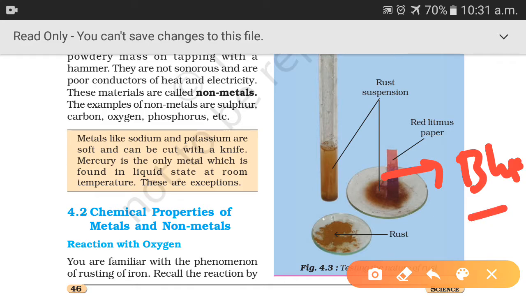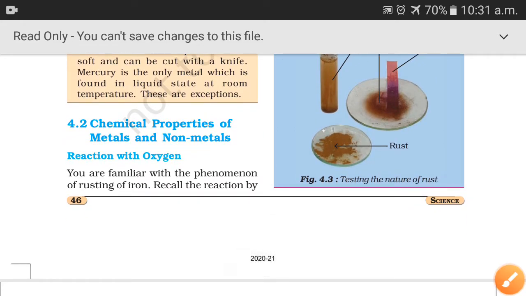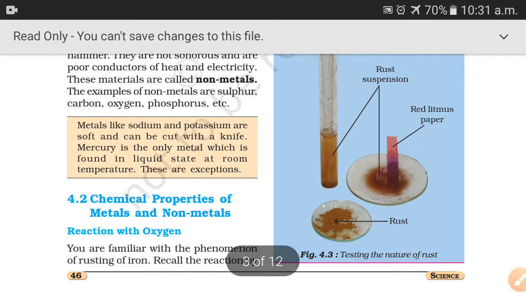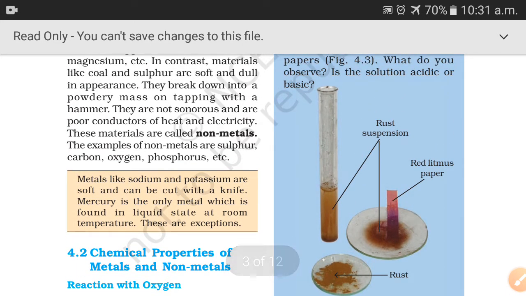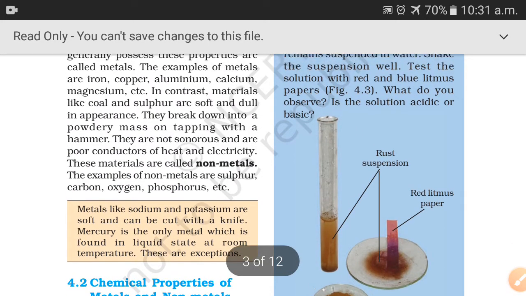Oxides of metals are basic in nature, as they turn red litmus to blue, and the solutions which turn red litmus to blue are basic in nature. So by this activity we can conclude that all metal oxides are basic in nature. I hope you all have understood this activity.